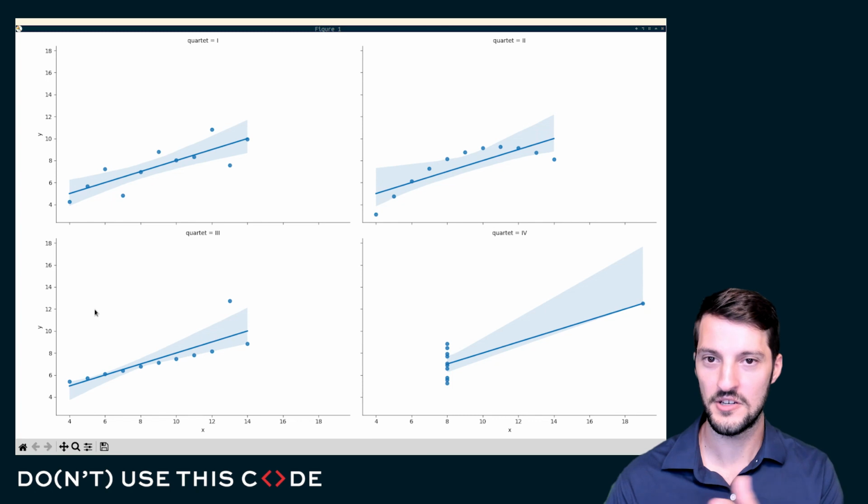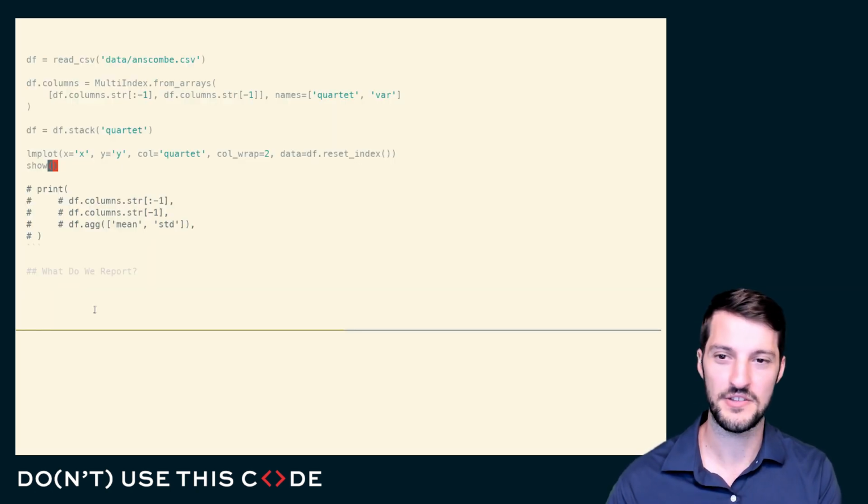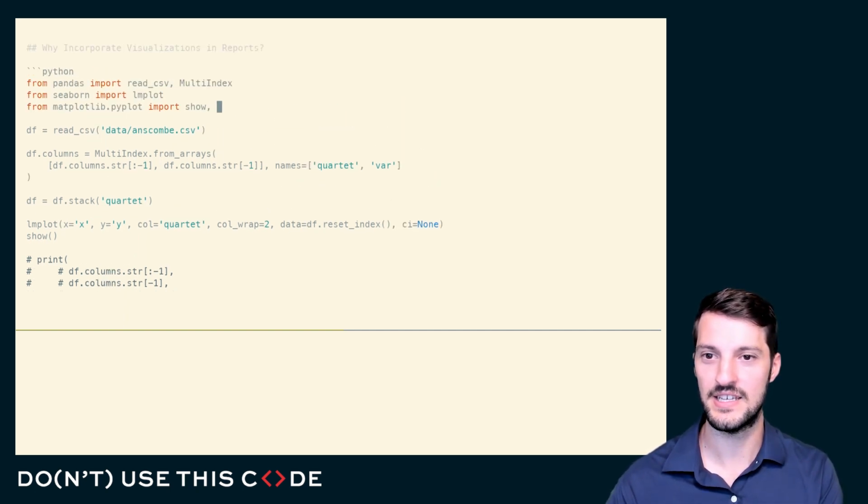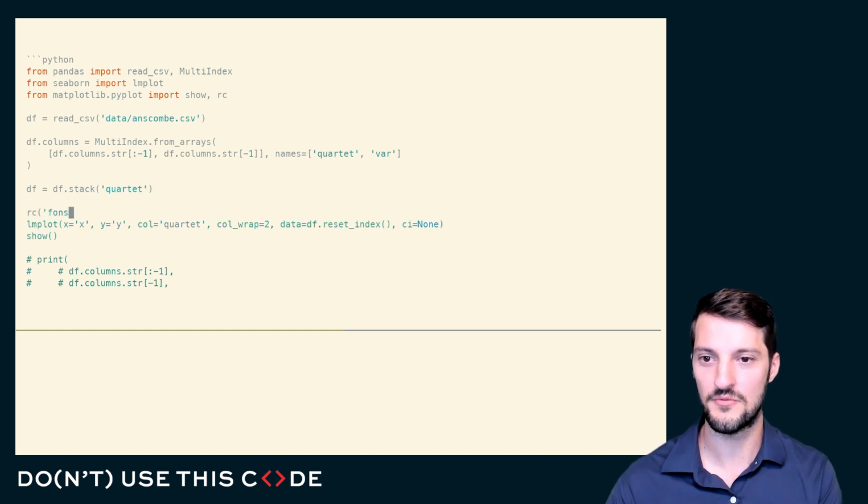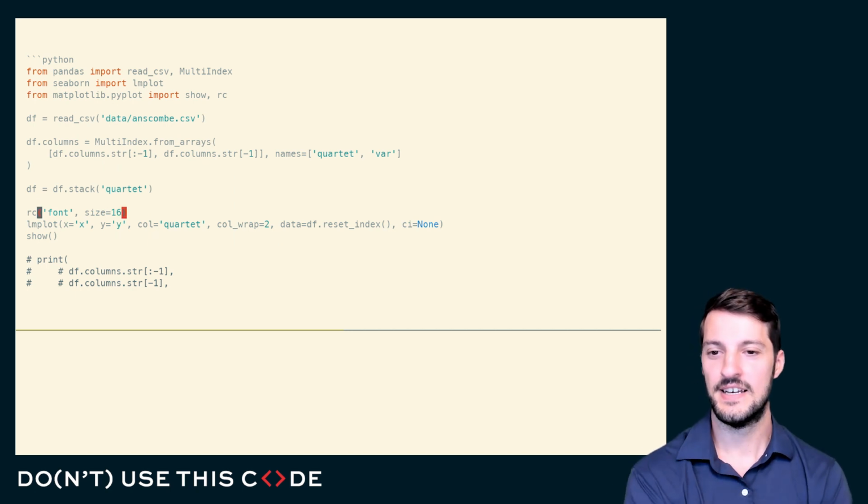All right, we're looking good. I'll just go ahead and increase this font size. We'll get rid of the error bars here, or the error bands. I don't think they make much sense as we don't have a ton of data. So I'll go ahead and drop the CI to none, and then import some RC parameters. Always the most reliable way of bumping up your font size. Let's go ahead and use something like 16.